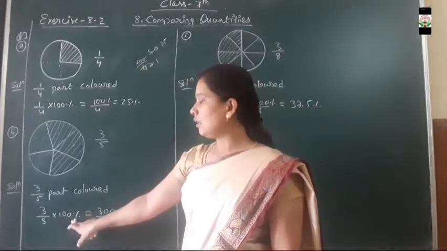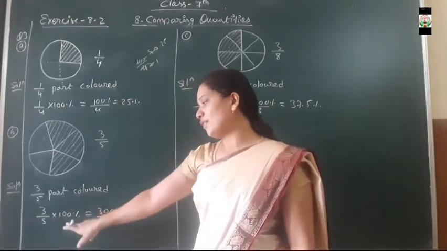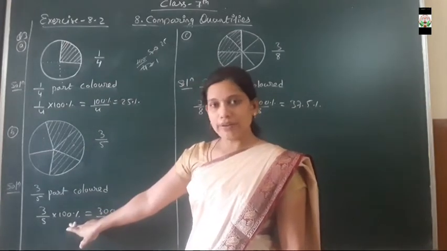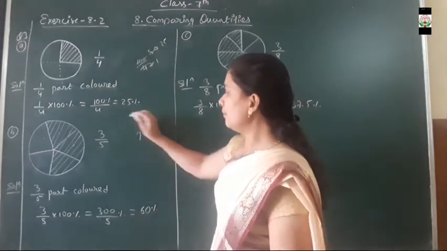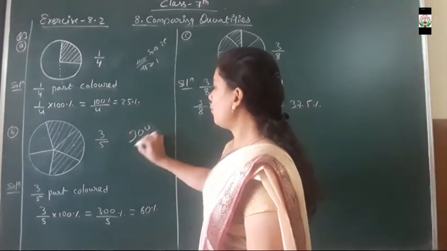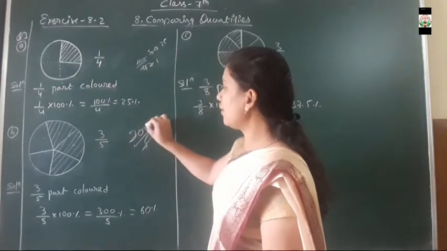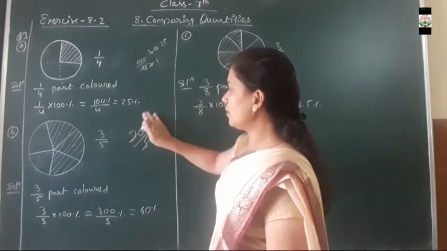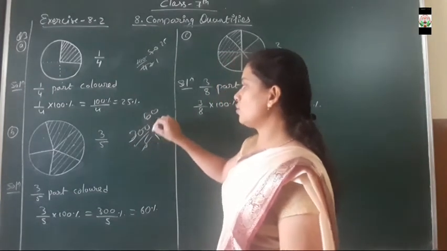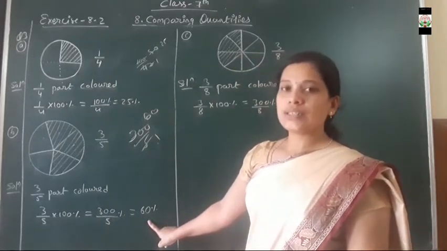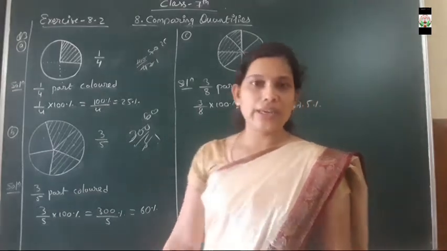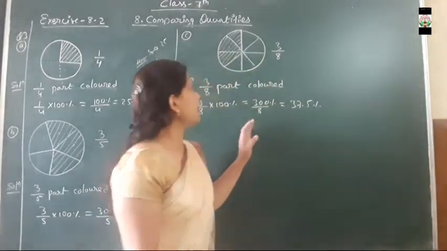So in order to convert it into percent, 3 by 5 is going to be multiplied with 100. So it will become 300 upon 5. Now 300 upon 5: here 5 ones are 5, and 5 sixes are 30, and 1 zero. So how much percent will it be? That 3 by 5 is converted into 60%. Clear?